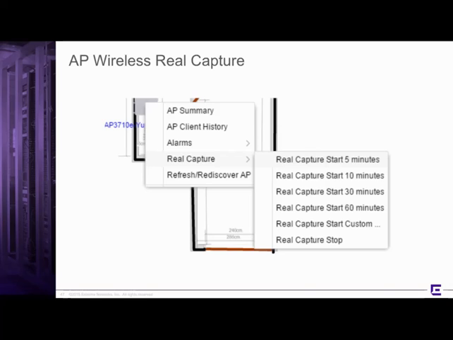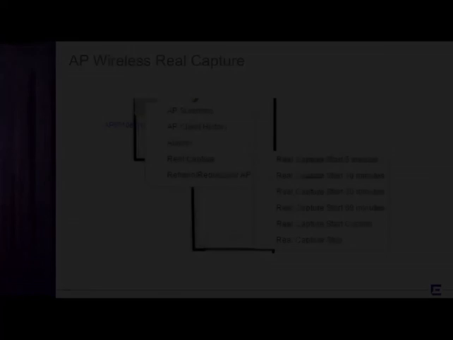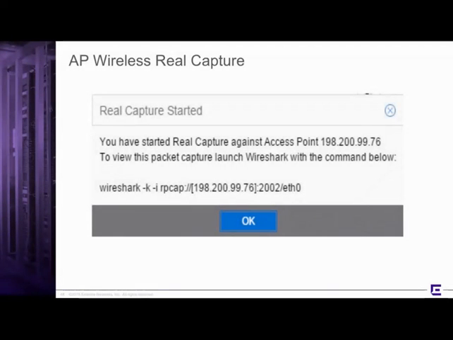Enabling a Real Capture can be accomplished via a right-click on an AP in the floor plan map. Upon right-clicking an AP, a message appears to show that Real Capture has started and provides a CLI command on the host system where Wireshark is installed to launch Wireshark against the AP and view the captured traffic.